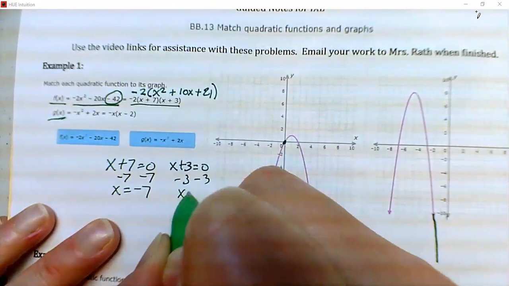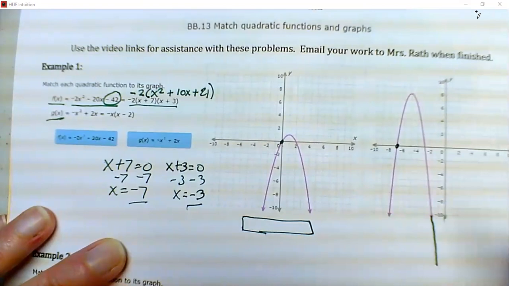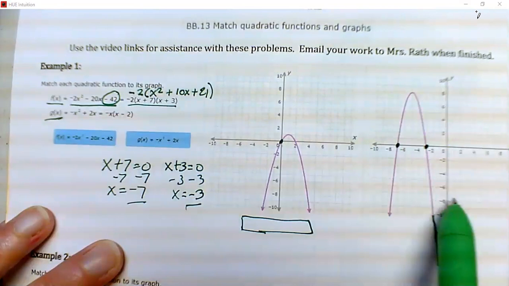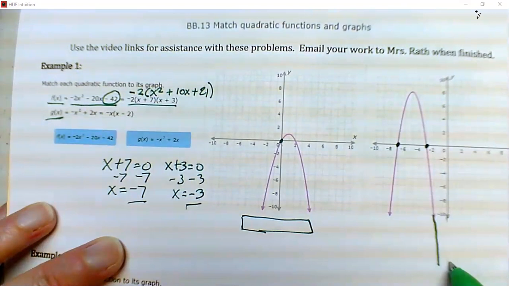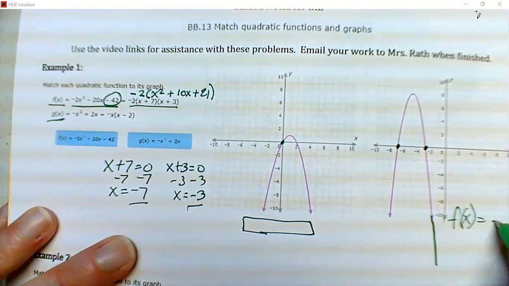Well, which one of these two functions has x-intercepts of negative 7 and negative 3? Right here. Here's negative 7 and here's negative 3. So sure enough, f of x is this graph right here. Remember that one that was skinny? It opens down. It has a y-intercept of negative 42. It has x-intercepts of negative 7 and negative 3. Okay? So this one would be the f of x function: negative 2x squared minus 20x minus 42.